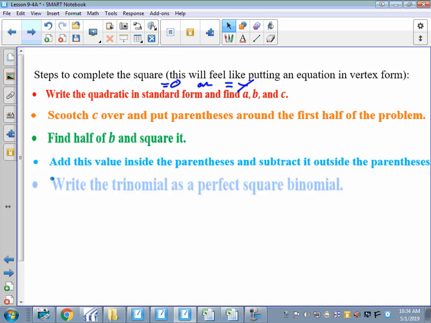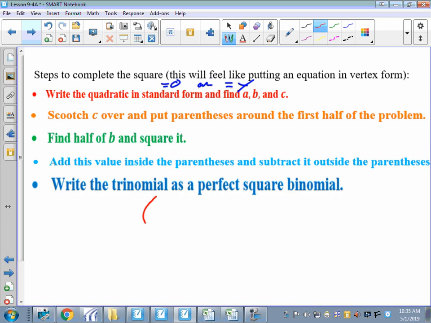And then finally, the last thing is we're going to write that trinomial as a perfect square binomial, and that is our factoring shortcut, if you remember. Factoring shortcut, because we know it's going to be a perfect square binomial.